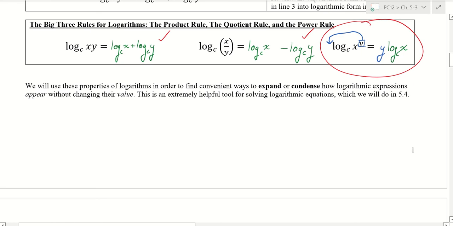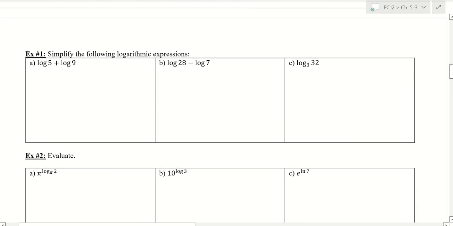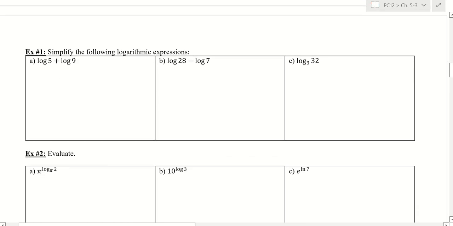In general, what these rules allow us to do is to find convenient ways to expand or condense, right, to make larger or to make smaller certain logarithmic expressions. Sometimes that's going to be useful for solving logarithmic equations, which we'll do in 5.4. And in the next video, we're actually going to jump into some examples applying as many log rules as we can.